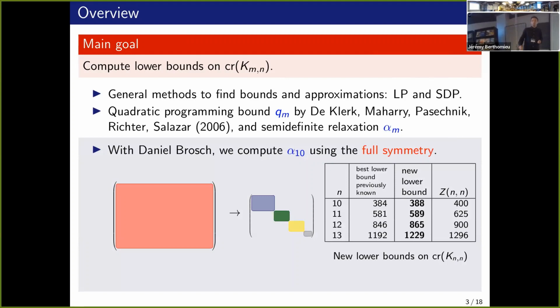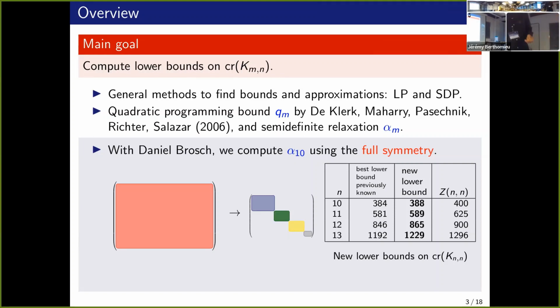With Daniel, we compute alpha 10, which is one bound in the hierarchy of de Klerk et al. And then we use symmetry to make the computations tractable. For example, we found for K_{10,10} a new lower bound of 388. The old lower bound was 384. And the conjectured value, which is the Zarankiewicz number, is 400. If you draw this drawing, you have 400 crossings.